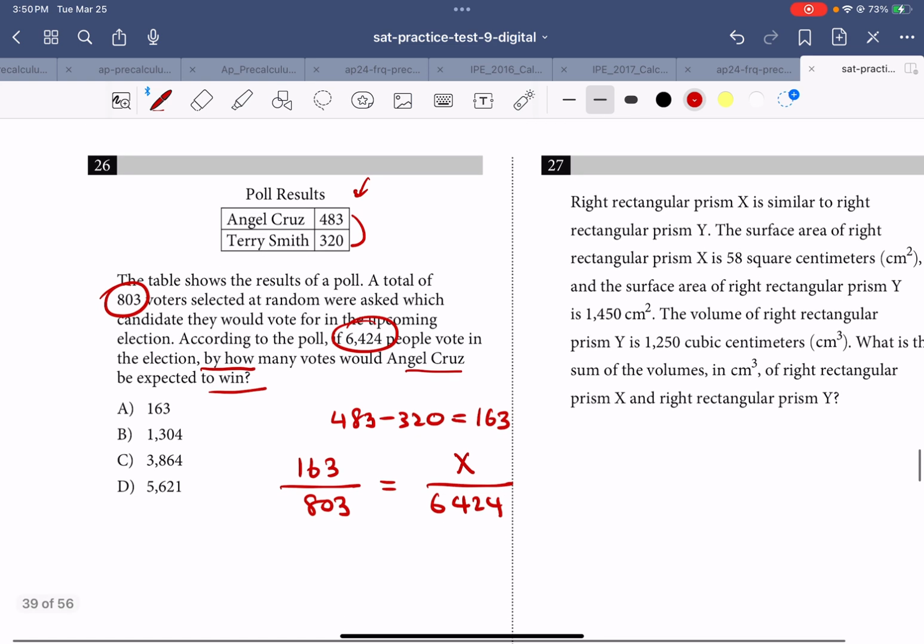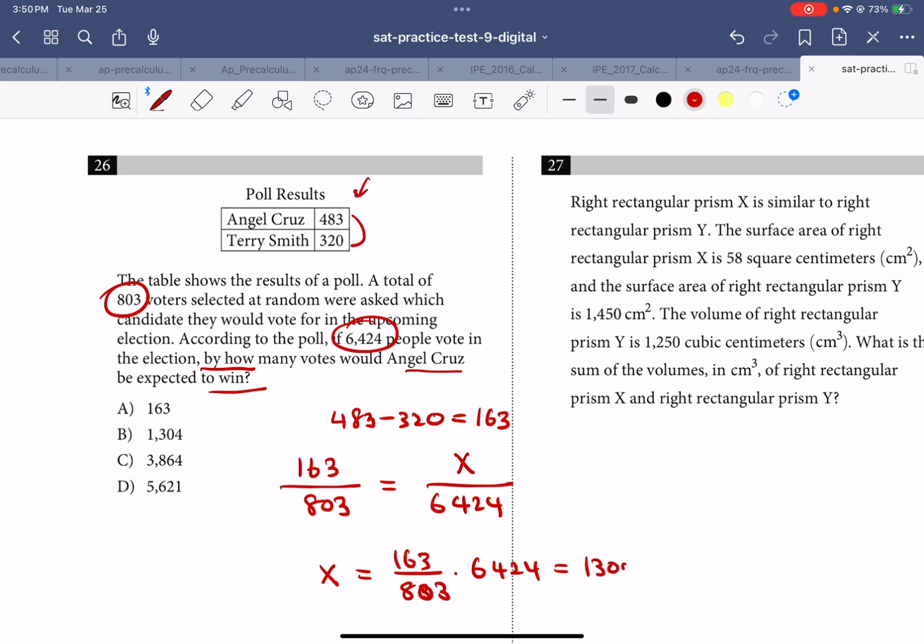So you can make a proportion like that, and then you simply use a calculator. 163 over 803 times 6,424, and you're going to get 1,304 votes. So that many votes is what he will win by. Okay, so the answer is B.